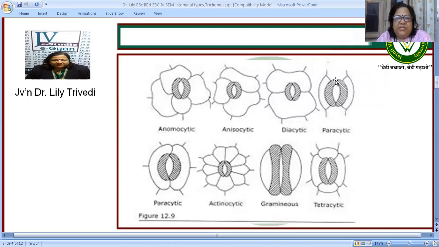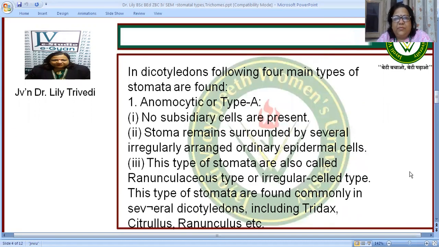Here again you can see the diagrams: anomocytic, anisocytic, diacytic, two equal, paracytic, two in parallel, actinocytic, star-shaped, graminous, dumbbell-shaped, and tetracytic, four cells surrounding. So now let's go into the detail.